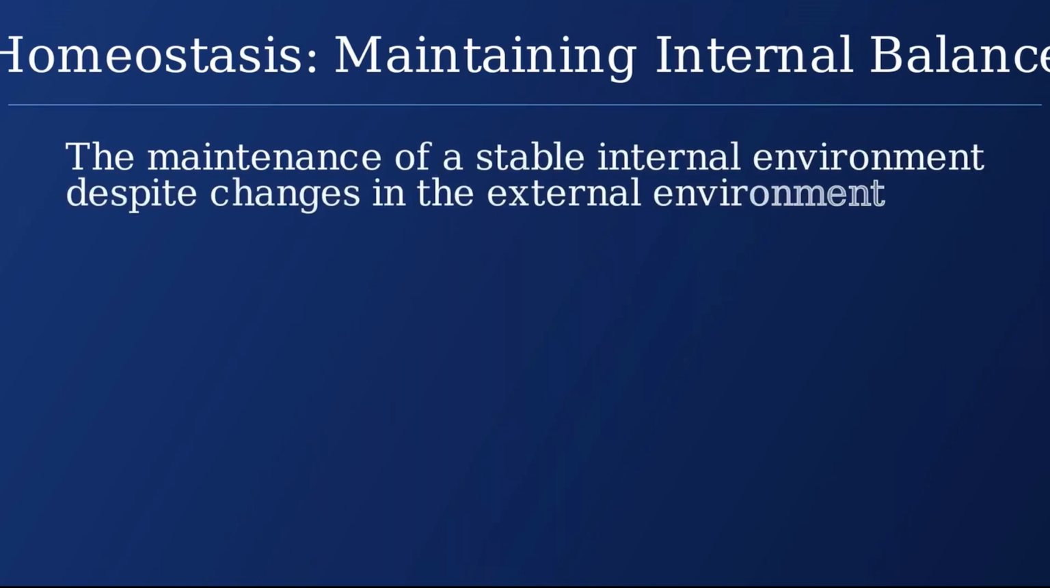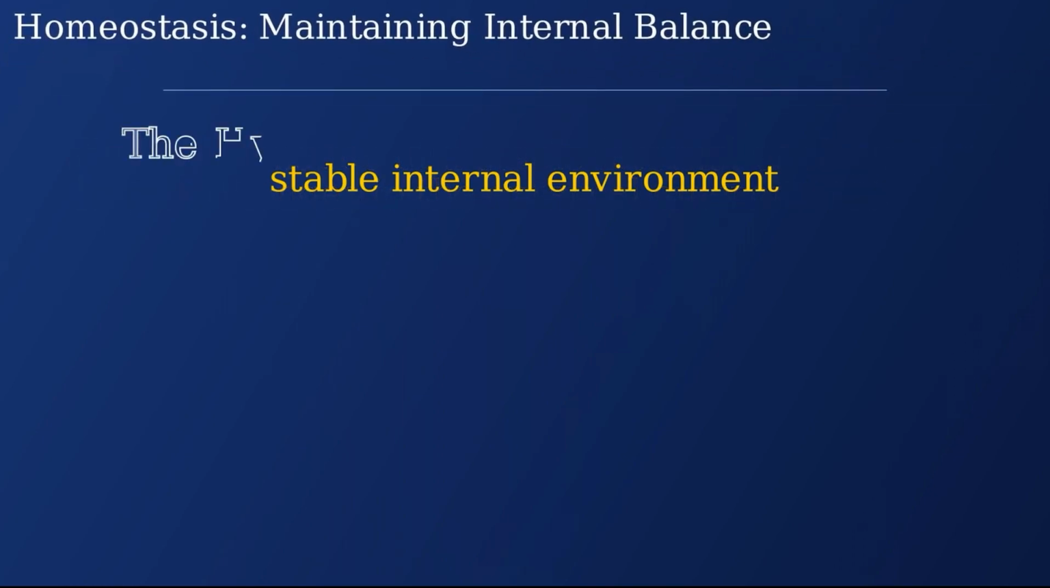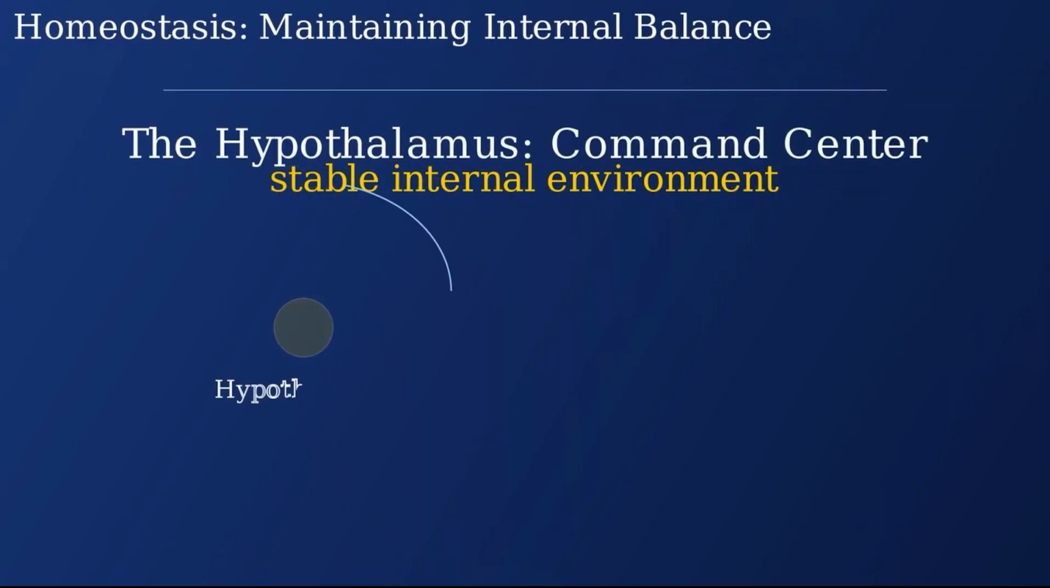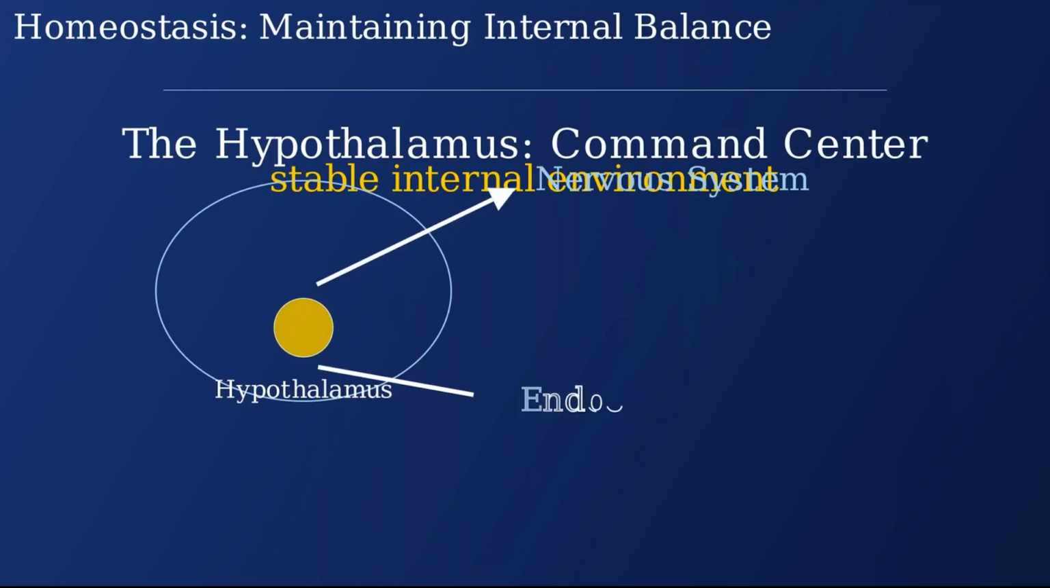Homeostasis is the maintenance of a stable internal environment within narrow limits despite external changes. The hypothalamus plays a central role in homeostasis by monitoring internal conditions and linking the nervous and endocrine systems.